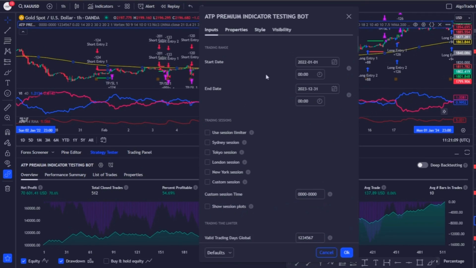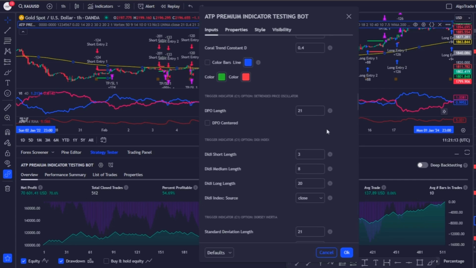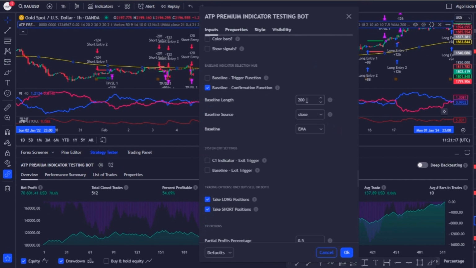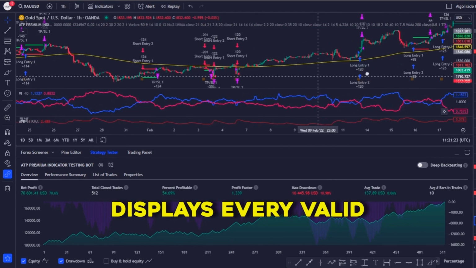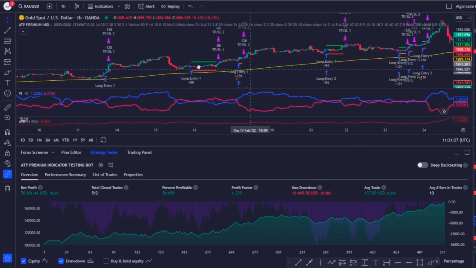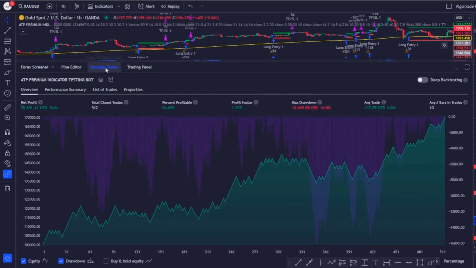So, after selecting the data sample, the risk management, the Vortex Indicator with a length of 40 and the 200 period exponential moving average with the confirmation function, we are ready to start this big analysis. As you can see, the trading bot not only displays every valid trade on the charts, but also gives me the statistics about each asset I want to backtest down below on the Strategy Tester tab.